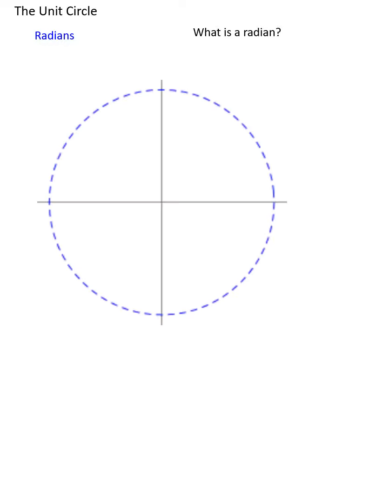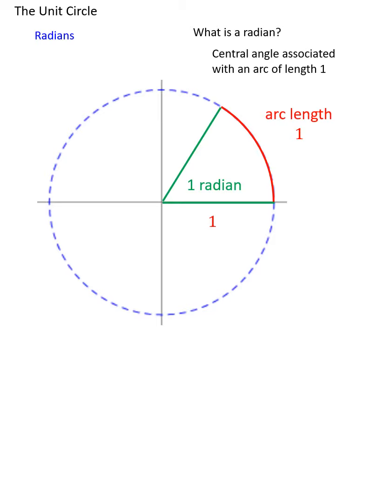The next basic concept associated with the unit circle is radians. What is a radian? Well, here's my unit circle. I've drawn it much larger so I can get a better view of it. This circle has a radius of 1. If I were to trace out an arc whose length was also exactly 1, then the angle associated with that arc would be exactly 1 radian. It turns out that a radian is approximately 57 degrees, but we don't need that number at this moment.